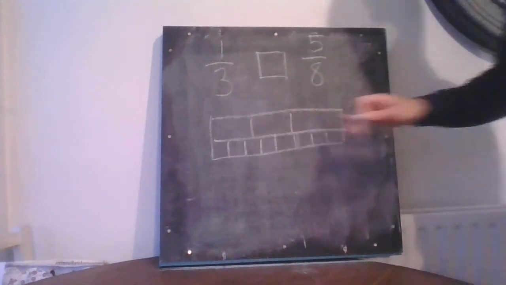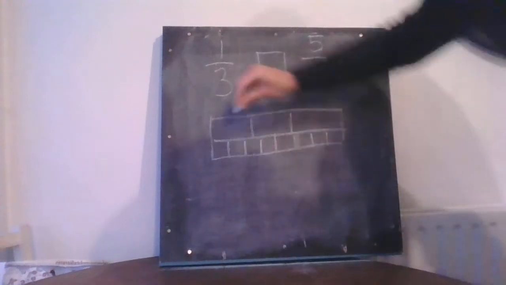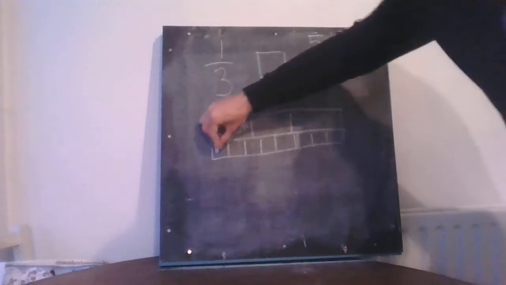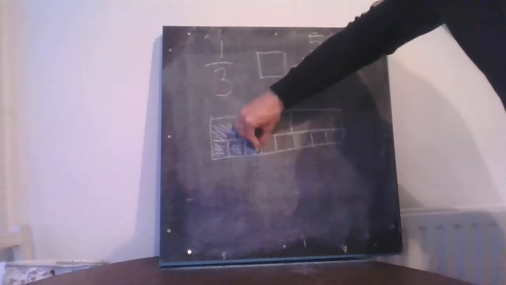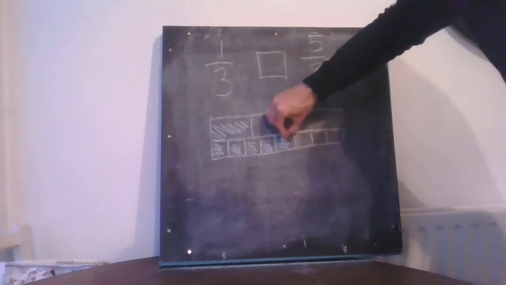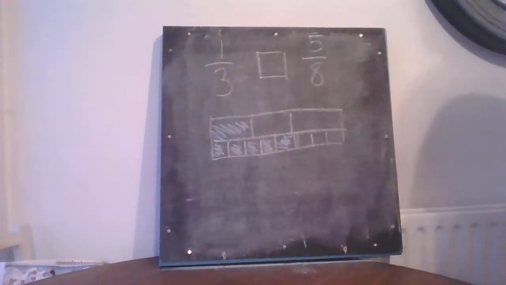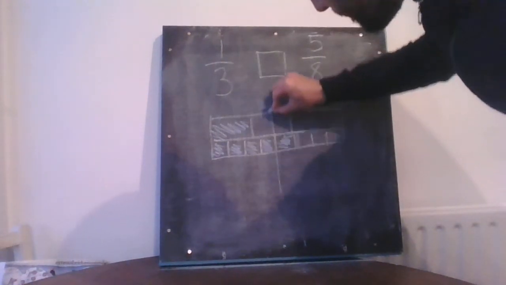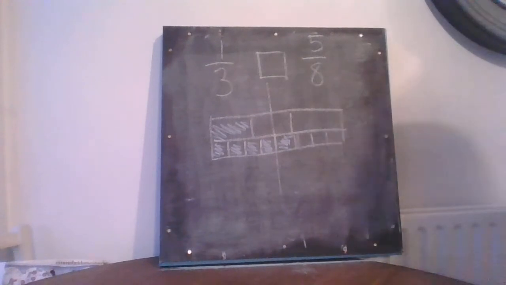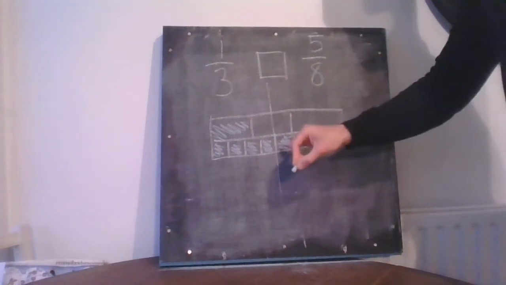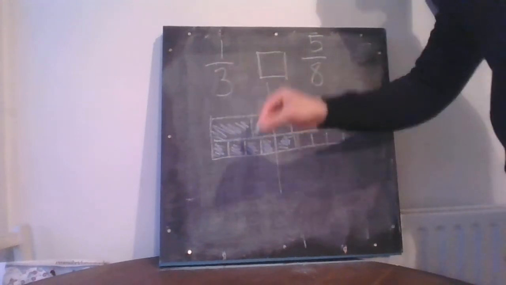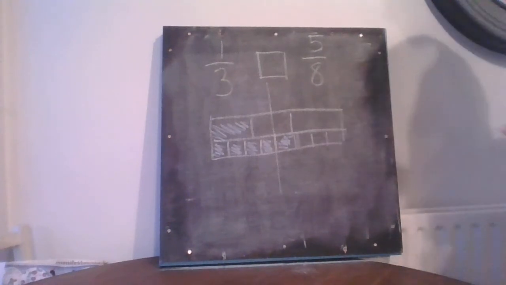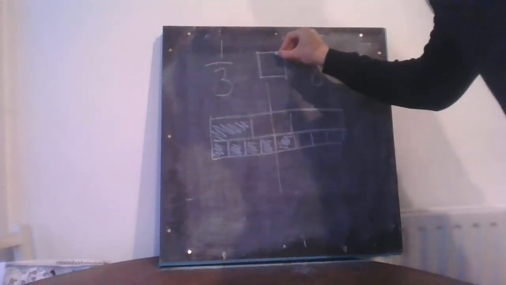So here I've already drawn the bar model. I just want to shade in there. We've got 1/3 and then 5/8. 1, 2, 3, 4, 5/8. And I want to consider where halfway is, and that's here. So we can see that 5/8 is greater than half, and clearly 1/3 is less than half. So therefore 5/8 is greater. So I can put that in there.